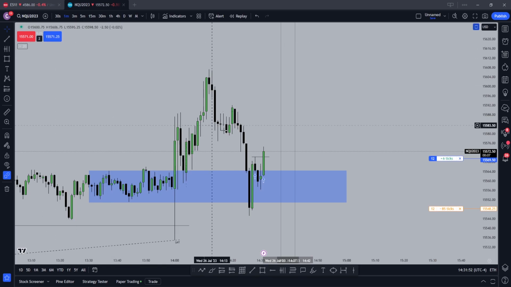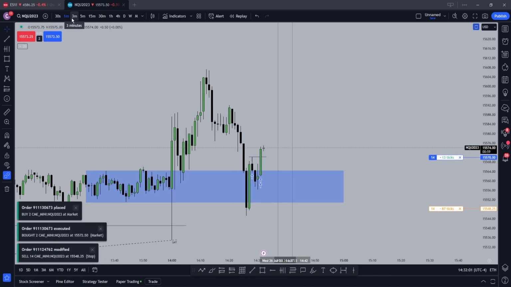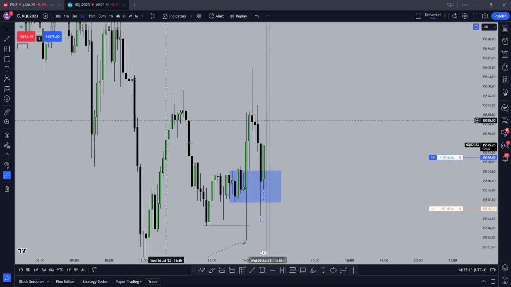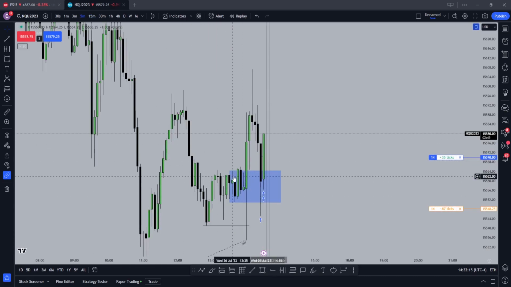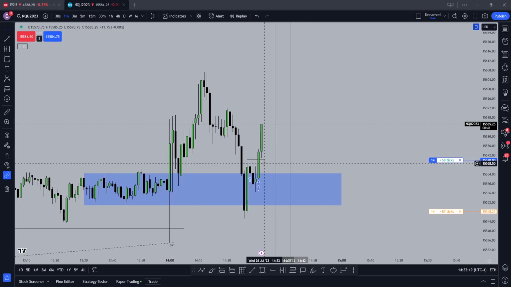We'll add 2 more. Okay, so this is a nice closure. That's what we want to see. That displacement right there. So yeah, all coming off this 15-minute order block. Now back on the 1-minute time frame.